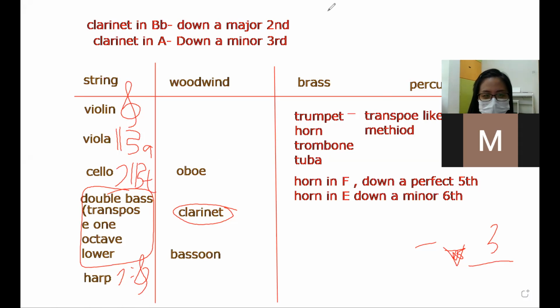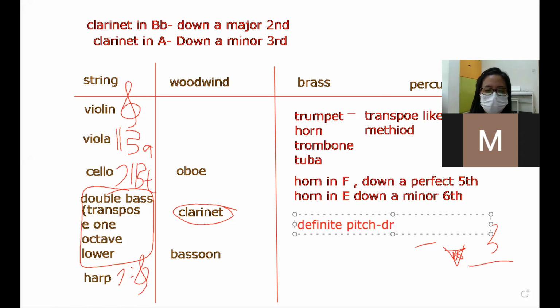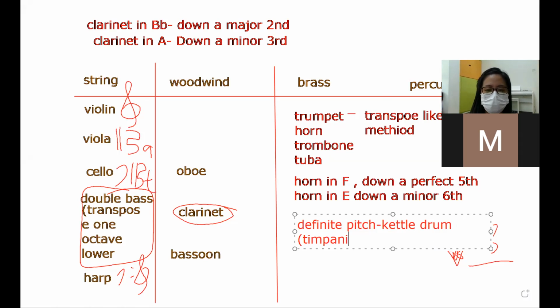Percussion instruments are divided into two kinds. One is called definite pitch, which you can play do re mi with. I wrote below it, under definite pitch. The only drum that can play definite pitch we call the kettle drum. You need to remember kettle drum. We also call it timpani. This is the only drum that can play do re mi fa so.